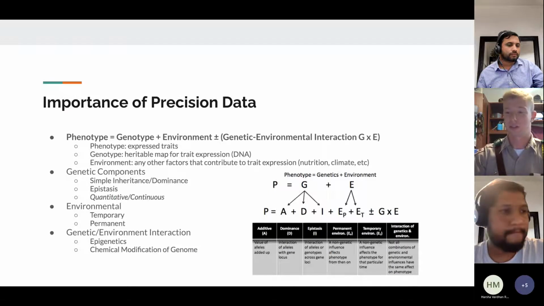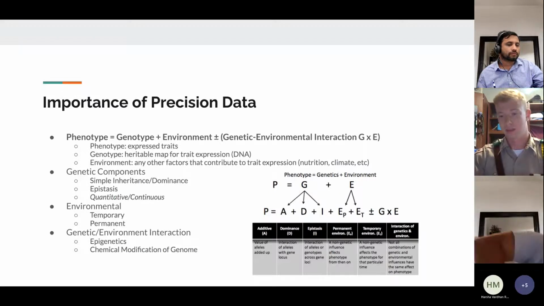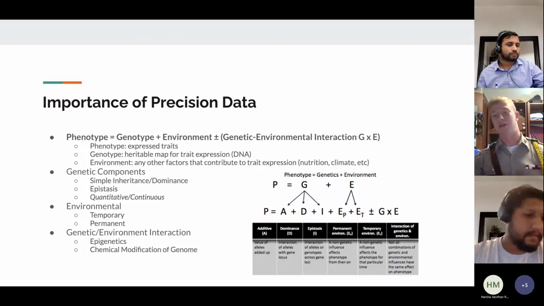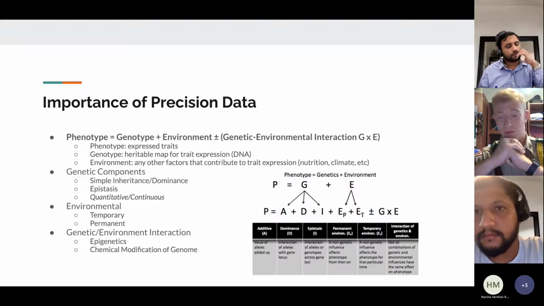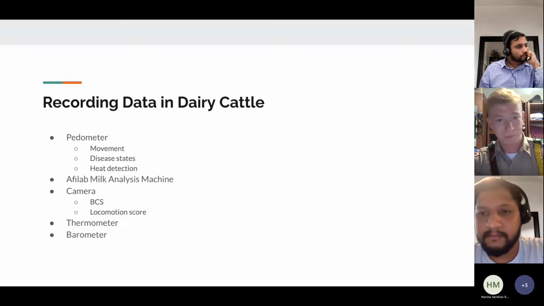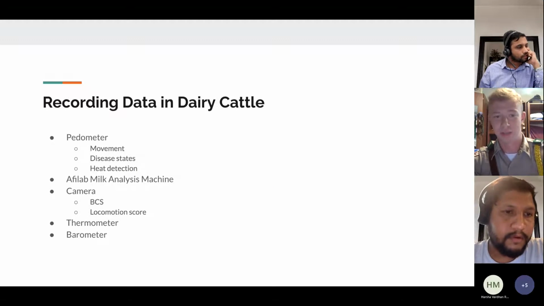And we already know how to sequence the genome, especially in cattle. So this is kind of a retrospective study determining the effect of the environment and the genetic environment interaction. We have a couple tools for recording data in dairy cattle. We have the pedometer to monitor movement. This can give us some indication as to disease states, heat detection, that sort of thing. We also have the AFILAB milk analysis machine for any of our traits that we can measure in our milk: protein content, fat content, carbohydrate component, as well as any yield issues.